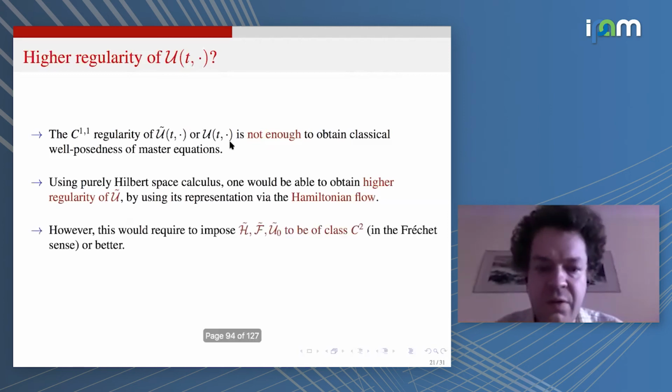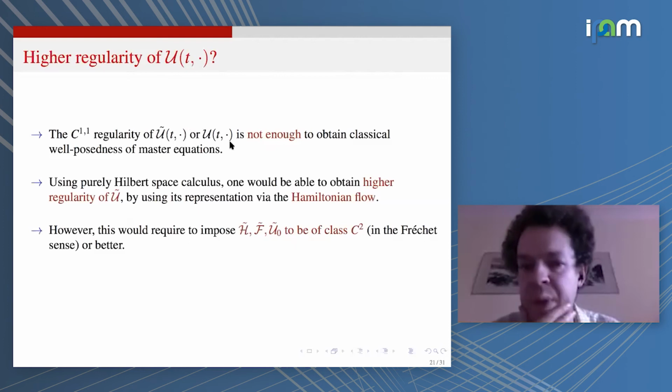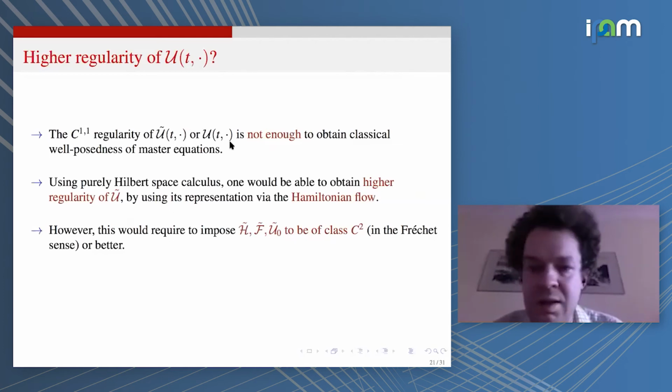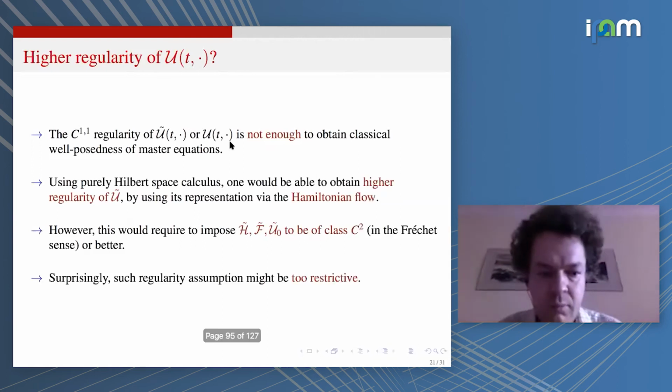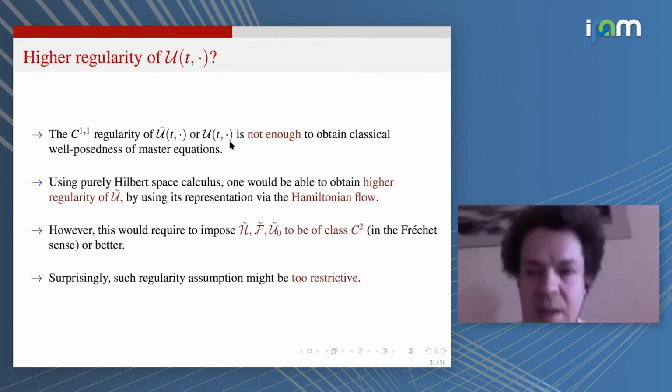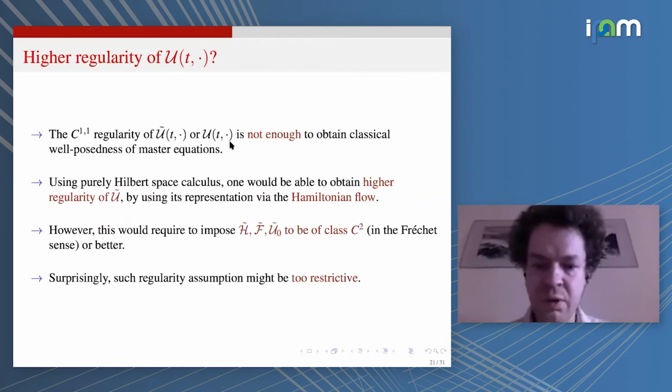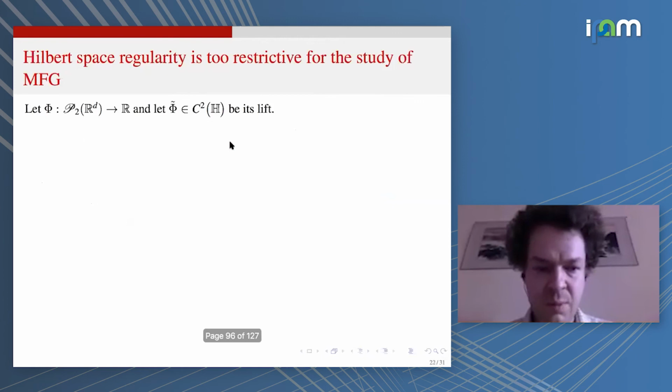And of course, if you would like to have C2 or better regularity of the value function on the Hilbert space, we would certainly need to impose this kind of regularity on the data. Because if the Hamiltonian flow is not at least C1, then there is no hope that we can show that the value function is C2. And surprisingly, this kind of assumptions would be too restrictive. So what do I mean by that?